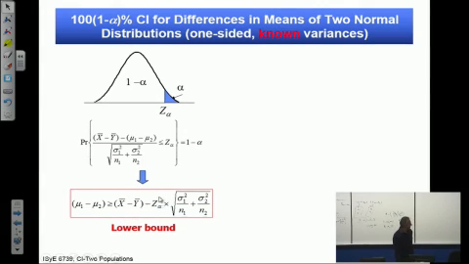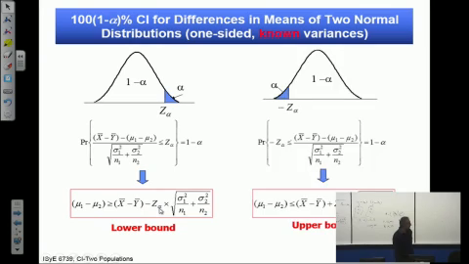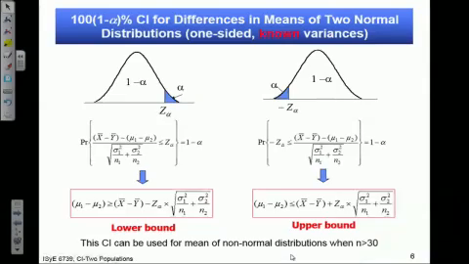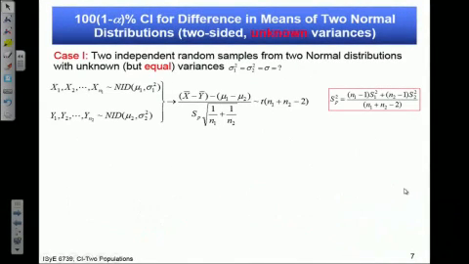What if we want to have a one-sided confidence interval? We just replace alpha over 2 with alpha. The same thing here. So again, for a non-normal distribution, we can use this confidence interval when n is greater than 30.